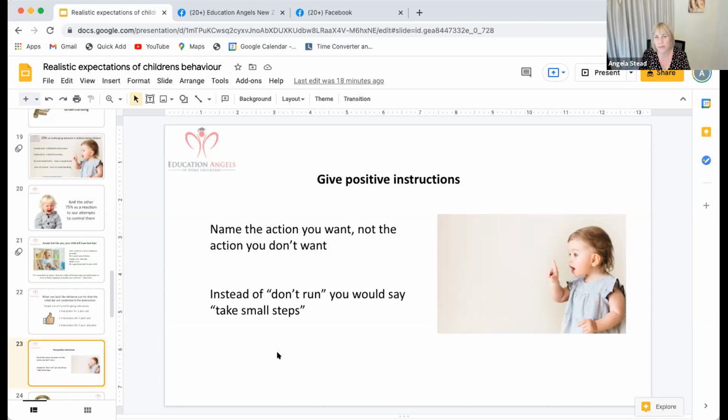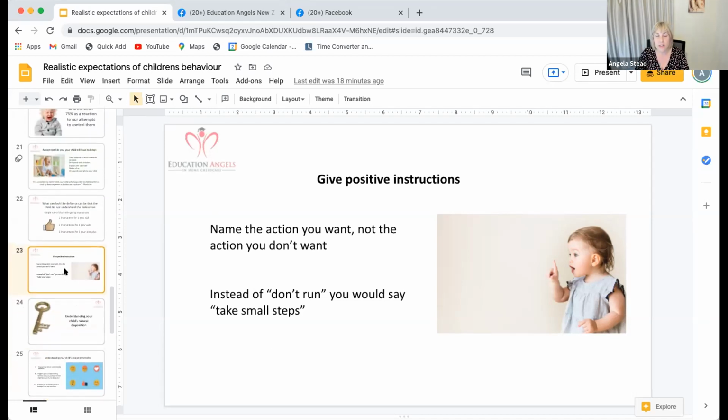So if you say stop running, the word that children will hear and pick up on is running. So they might not actually get the instruction was to stop running. Instead of saying don't run, you might say take small steps, because then they retain the take small steps and they're more likely to follow through with that instruction. And it's surprising how effective that is.